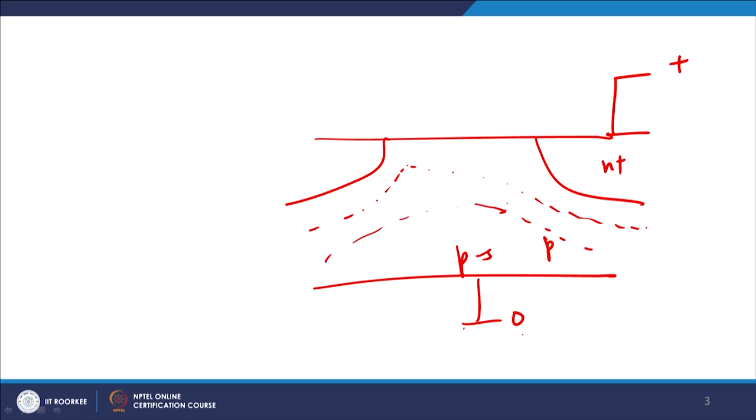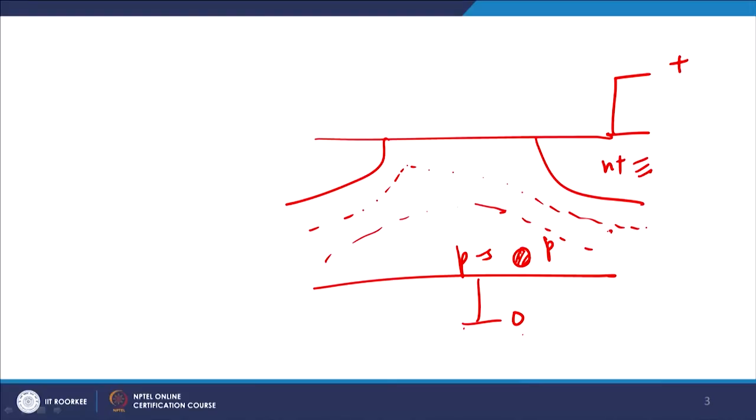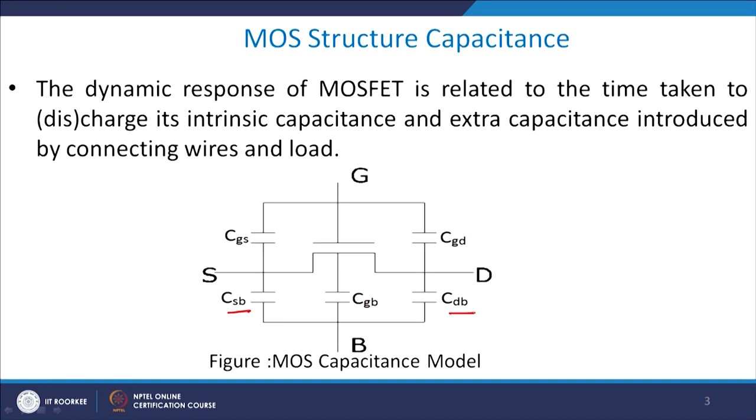Right. So, you get the point that I will be able to do a large amount of variation. There will be a large number of holes available here and a large number of electrons available here, separated by a depletion region, not conventionally a dielectric, but devoid of any free charge carriers. Therefore, this will act as CDB. Similarly, this will act as CSB. So, what I get from here is that finally you will have CSB and CDB, and CGB is composed of COX and C depletion.